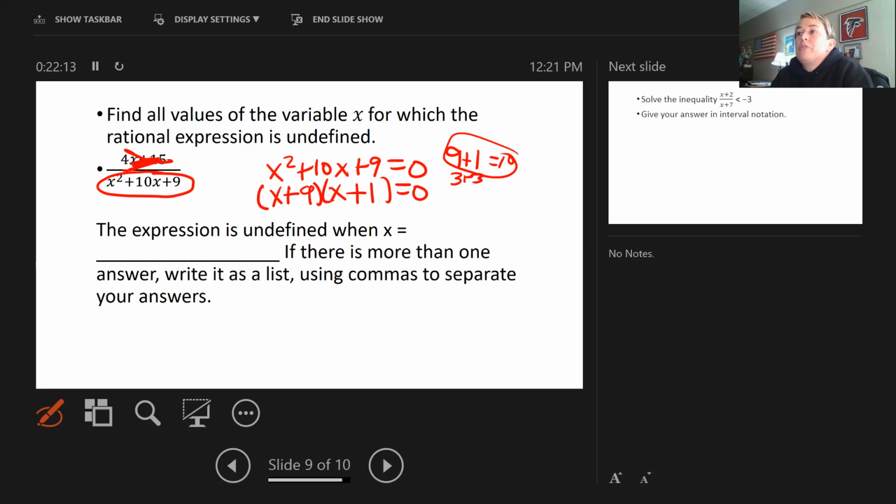So then remember, when they're in the parentheses, when we figure out what x can't be, if this is a plus 9, this becomes a negative 9. If this is a plus 1, this is a negative 1. So x equals negative 9, comma, negative 1 would be my answer to that problem.